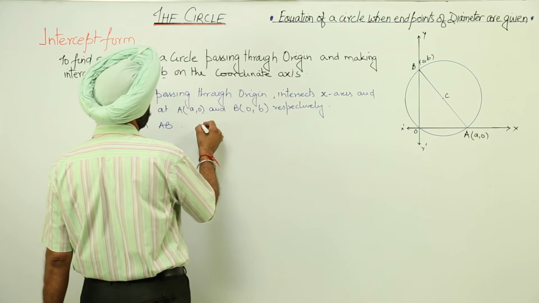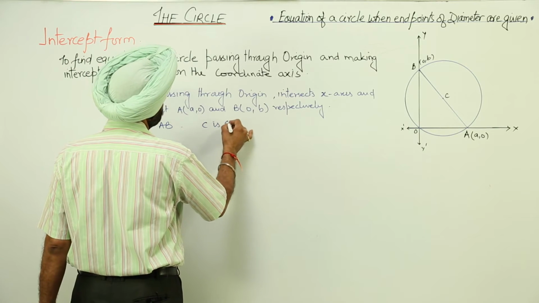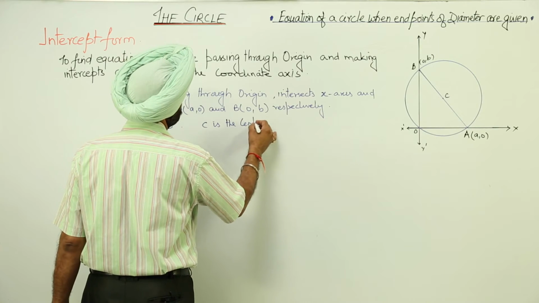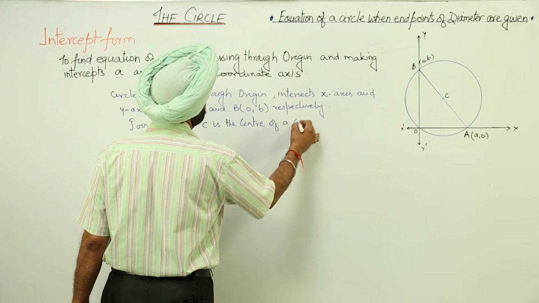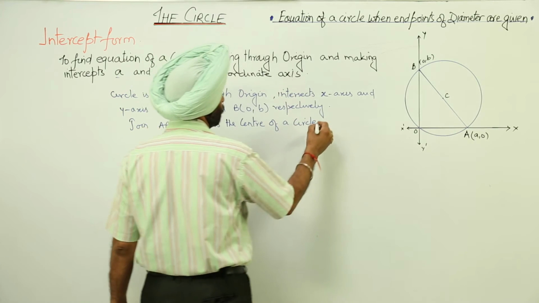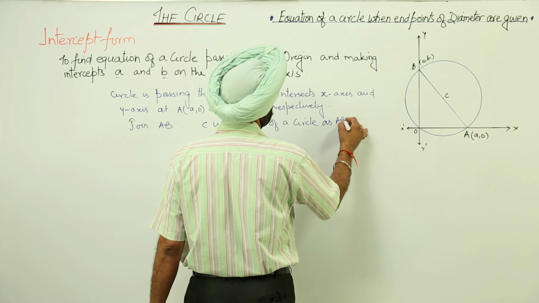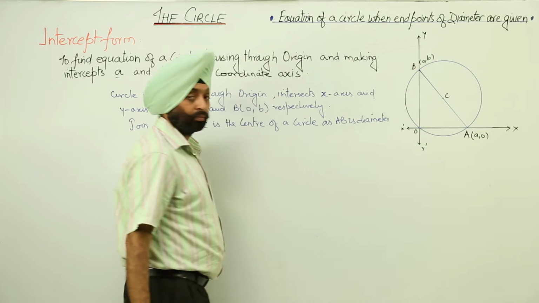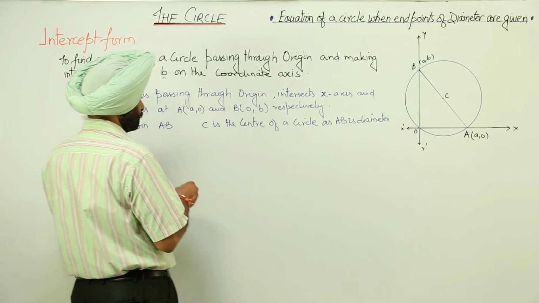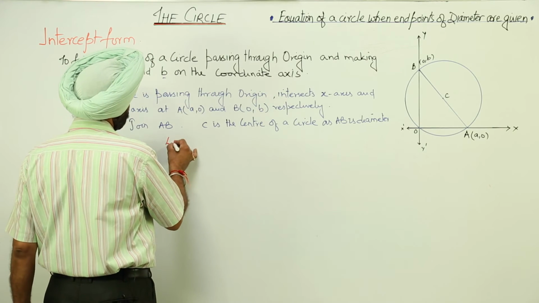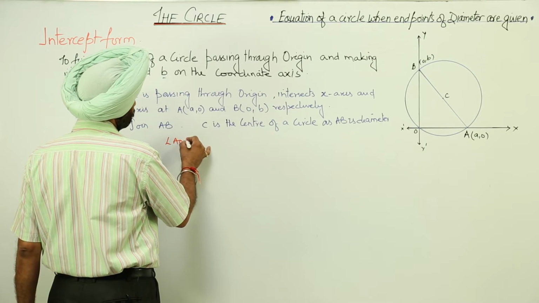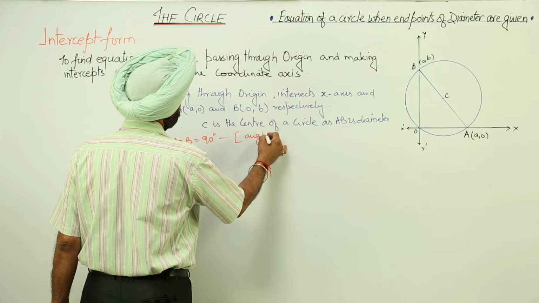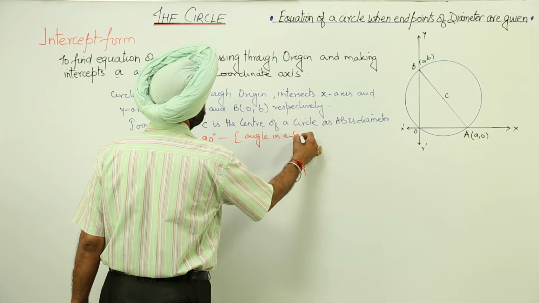Join AB. C is the center of the circle as AB is diameter. Now, angle AOB is equal to 90 degrees. Angle in a semicircle.